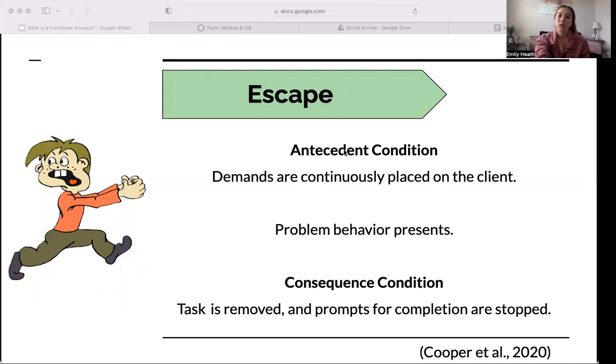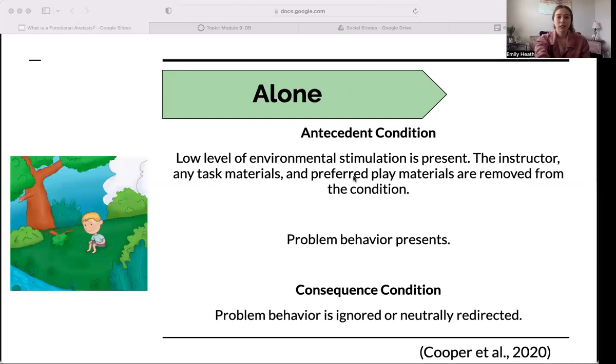In the escape condition, demands are continuously placed on the client without breaks or reinforcement. If the problem behavior occurs, the instructor will immediately remove the task or demand and stop prompting completion of the task. In the alone condition, there will be low levels of environmental stimulation around the client. So task materials, preferred play or sensory materials, and the instructor are all removed from the client's environment. If the problem behavior occurs, it will be ignored depending on its potential for harm or neutrally redirected.